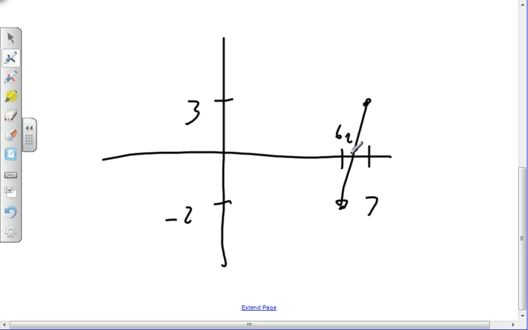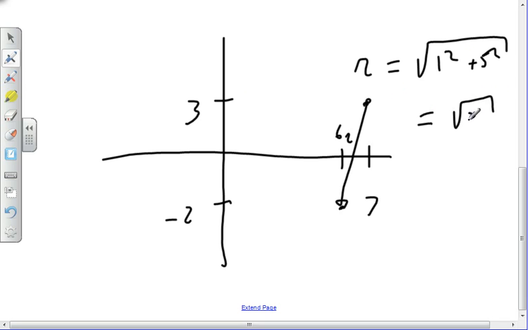What's the change in x? X only went 1. So r has to be the square root of 1 squared, and I went from 3 to minus 2, so that's a 5. Plus 5 squared equals the square root of 26. And the equation needs the square root of 26 squared, giving me 26.